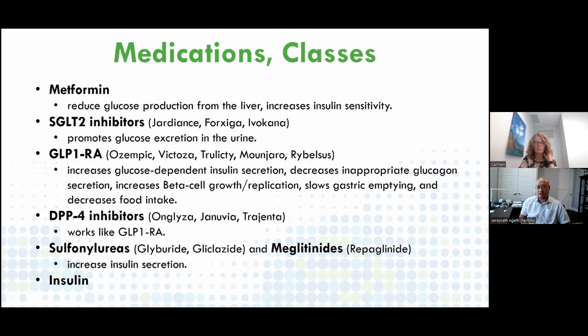DPP-4 inhibitors, some examples are Onglyza, Januvia, Tradjenta. These are all brand names. They work just like the GLP-1 receptor agonists, but they're oral medications. There's a couple of classes as well, sulfonylureas, such as glyburide, gliclazide, and meglitinides, such as repaglinide. How they work is they increase insulin secretion from the pancreas. And lastly, insulin is a big group on their own.